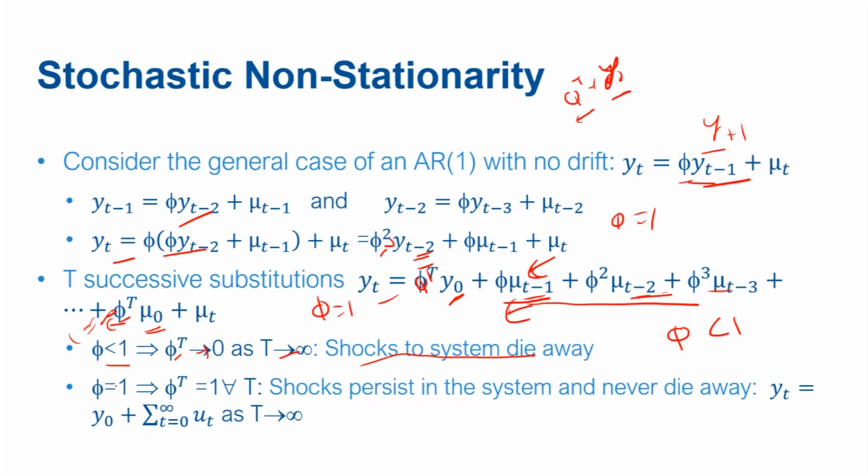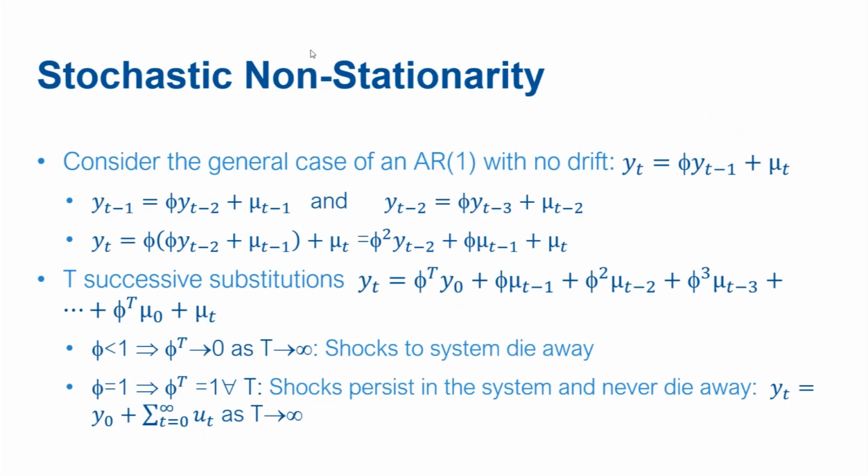However, as we said, there is a type of data or series that exists where phi equals 1, often during crisis periods like COVID. In those cases, the shocks persist in the system and never die away. And you have this kind of process, yt equals phi y naught plus this summation mu t into phi to the power t. And since phi equals 1, it will be simply the summation of mu t's over time. That means shocks will never die away, no matter how further away in time you are.